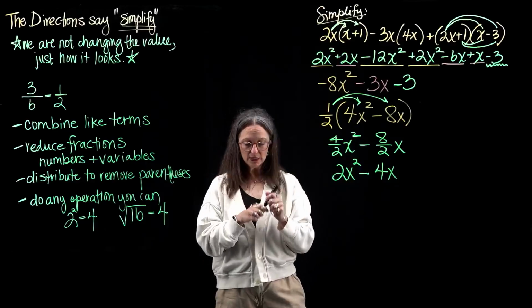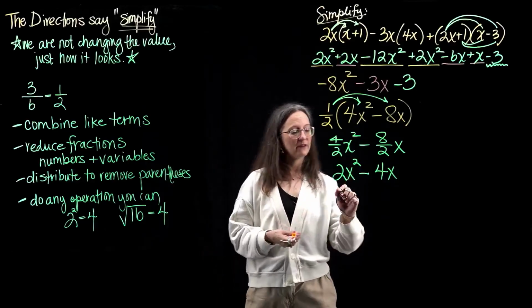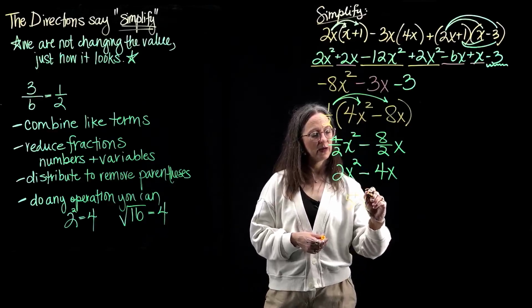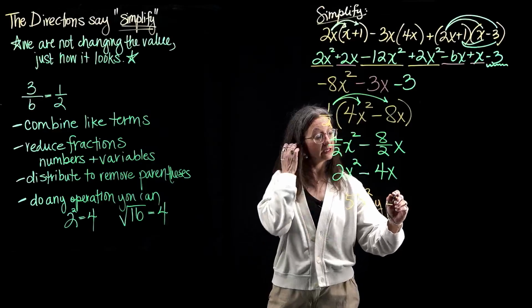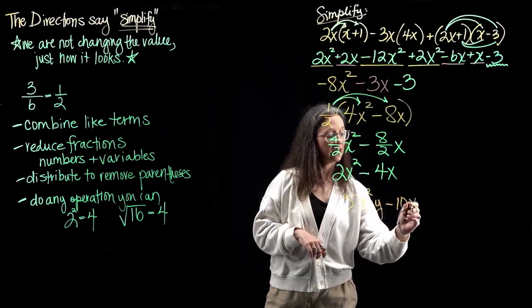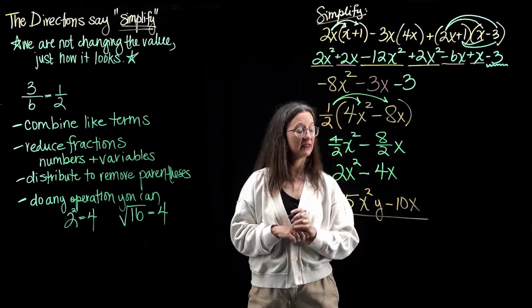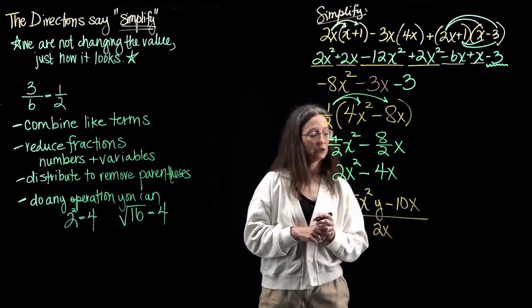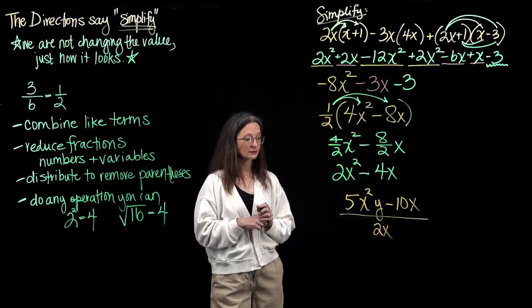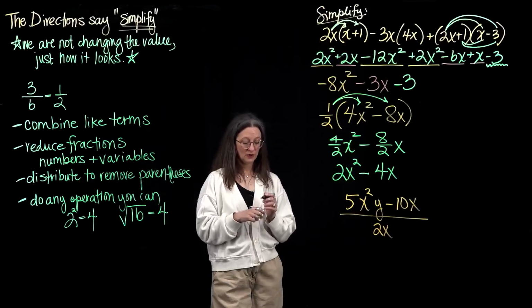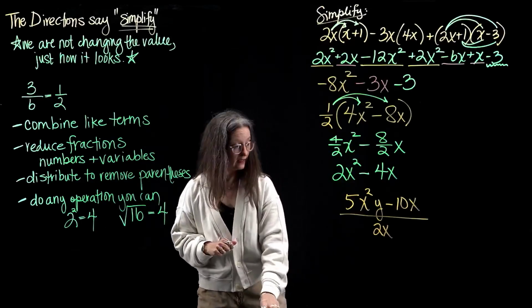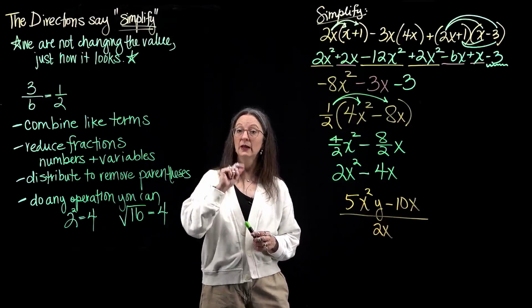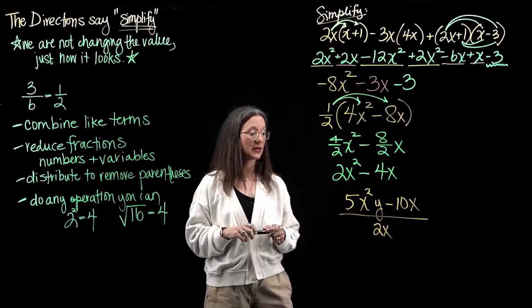All right, one more example. If I had a 5x squared y minus 10x, and I'm going to divide that whole thing by 2x. All right, simplifying this is going to mean that we're going to distribute and also reduce our fractions.